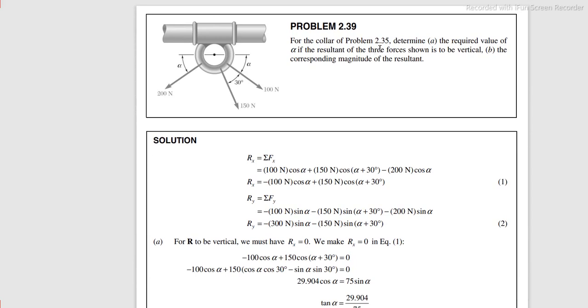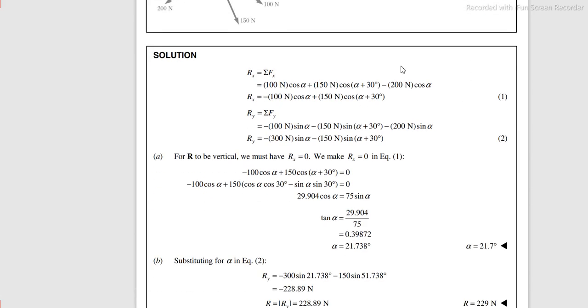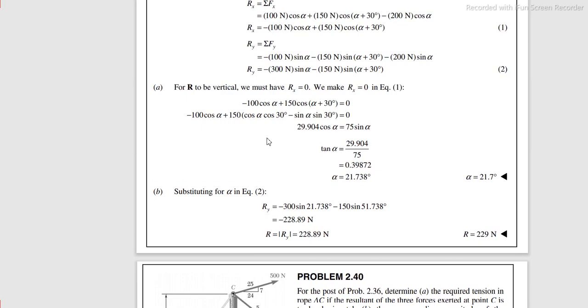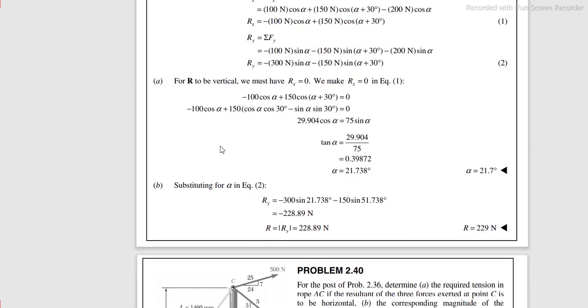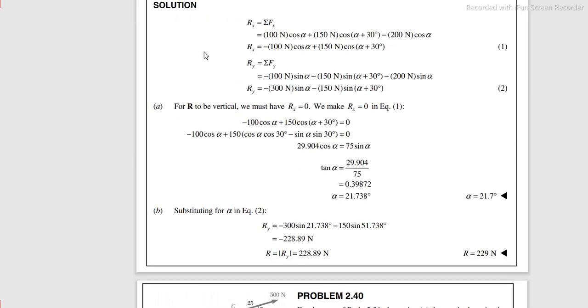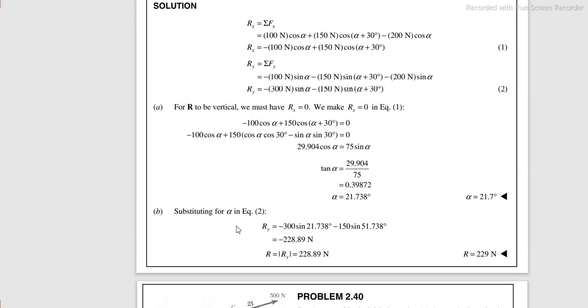For problem 2.35, determine the required value of alpha if the resultant of the three forces shown is to be vertical, and the corresponding magnitude of the resultant. Very easy question. The solution is Rx, Ry. For the resultant, if R is to be vertical, the horizontal component Rx equals 0, so alpha equals 21.73 degrees. Substituting alpha in equation 2, the horizontal component R is measured.